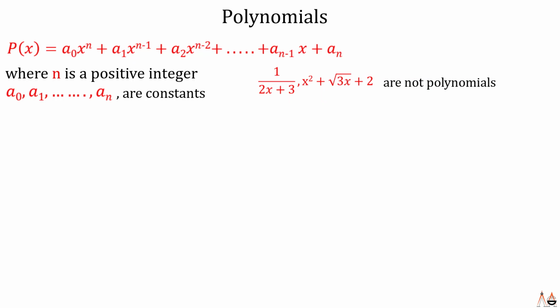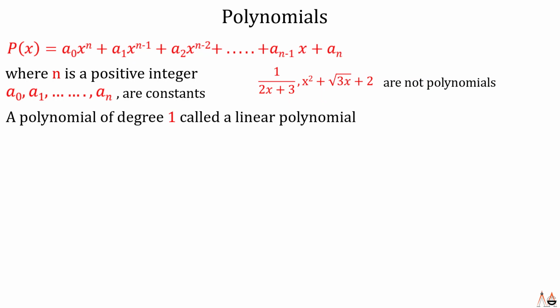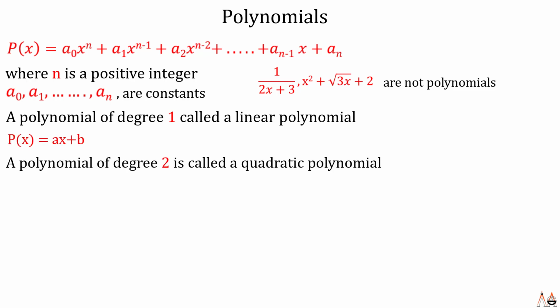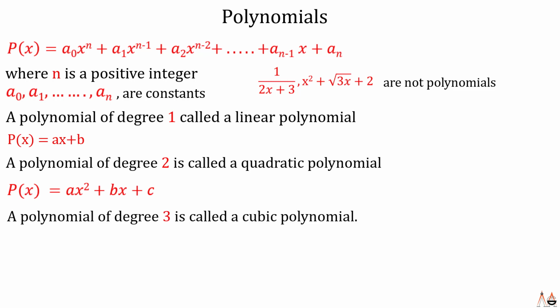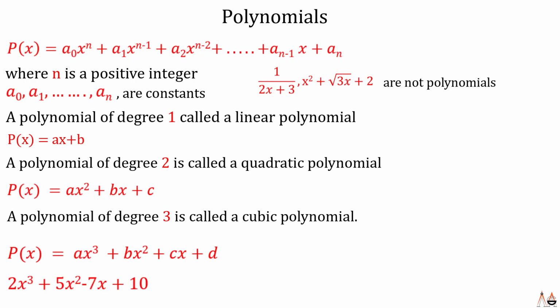polynomials. Now, a polynomial of degree 1 is called a linear polynomial and it is of the form ax plus b. And a polynomial of degree 2 is called a quadratic polynomial, which is ax squared plus bx plus c. And a polynomial of degree 3 is called a cubic polynomial, which goes as ax cubed plus bx squared plus cx plus d. An example being 2x cubed plus 5x squared minus 7x plus 10.